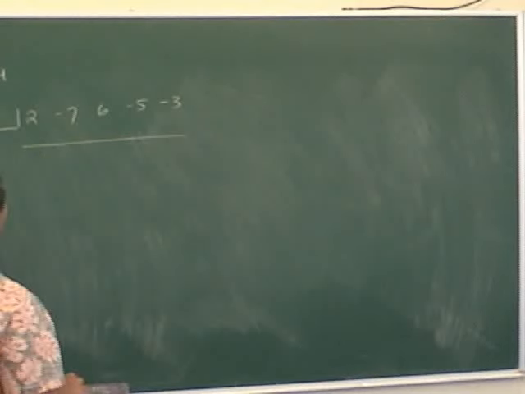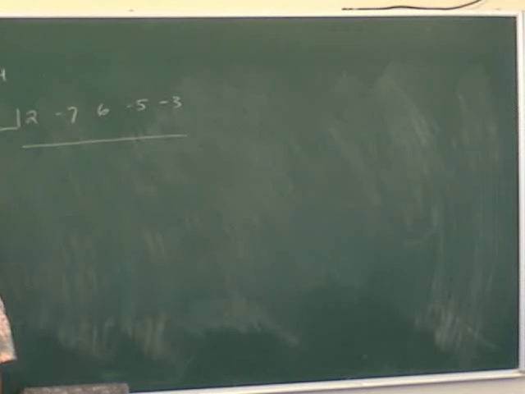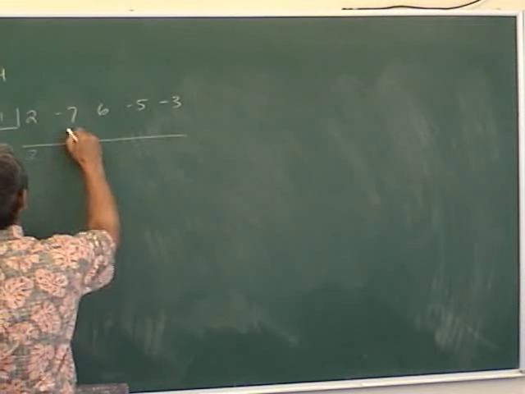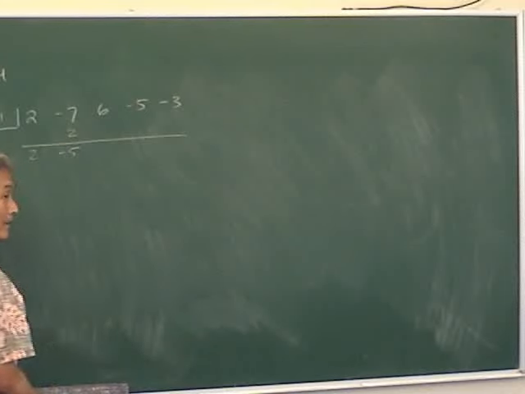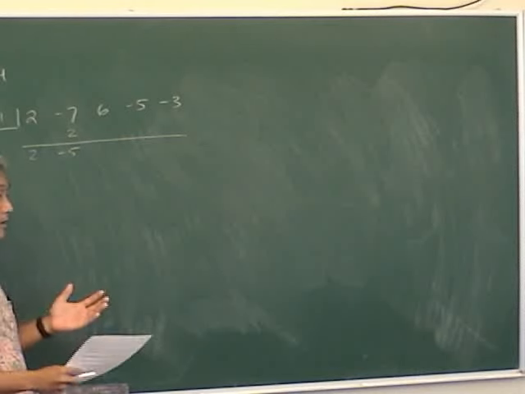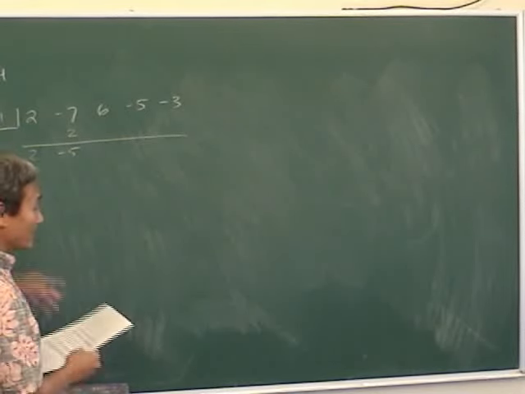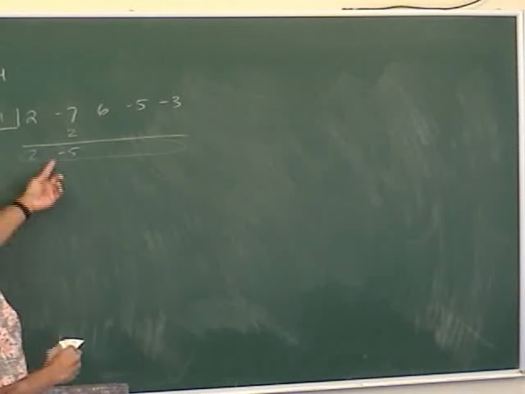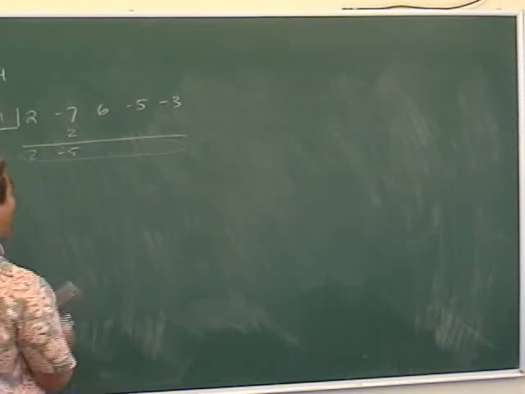Okay, so what number should I start with? 1. We're looking for the smallest one, right? So 1. So 2, -5. Is that an upper bound already? No. What are we looking for in an upper bound? When you synthetically divide by a positive number, you're looking for all of these coefficients to be non-negative. So look, you got a negative one there already, so stop.